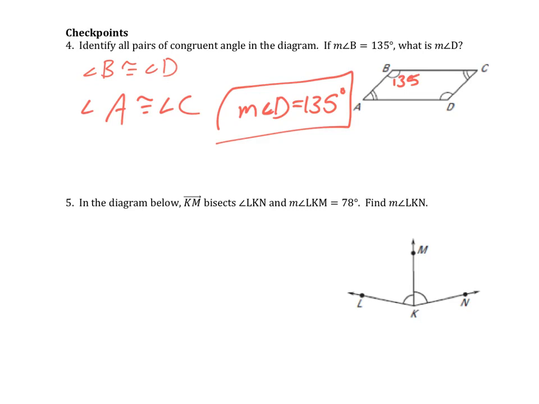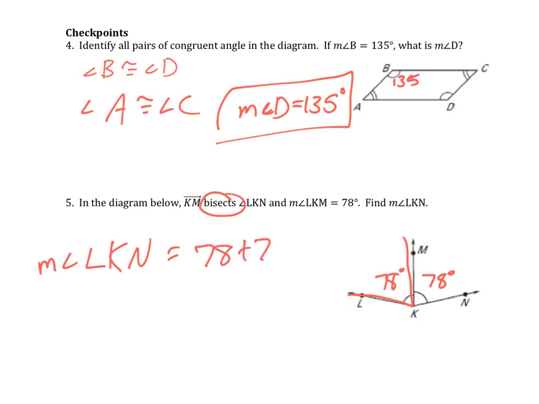And then last one, in the diagram below, KM bisects angle LKN. So it means it cuts it in half. And they say that LKM is 78. Find angle LKN. Well, if this side's 78, the other side has to be 78 because it is bisected. So we would say the measure of angle LKN is equal to 78 plus 78. So 78 plus 78 is 156 degrees.